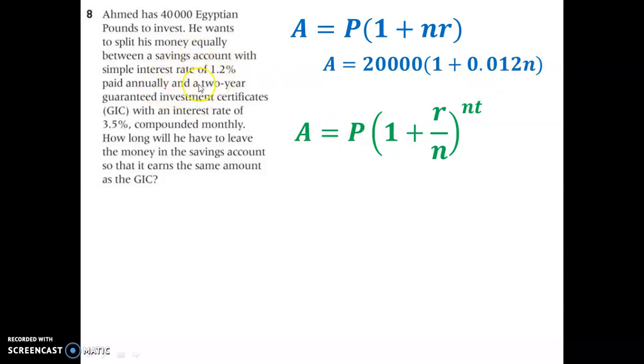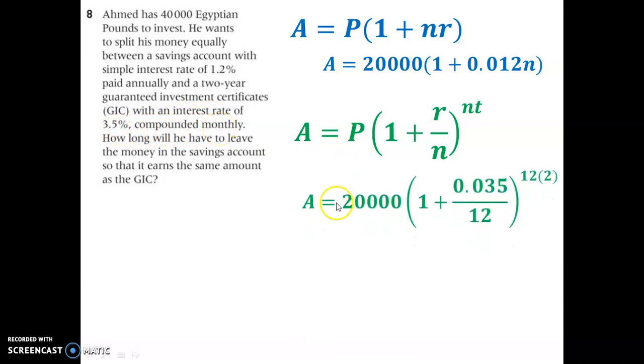Then we're going to look at the second account that he's putting money into, which is this guaranteed investment certificate. It has an interest rate of 3.5, compounded monthly. Okay, so let's put that in here. So now he's putting 20,000 in that one also.